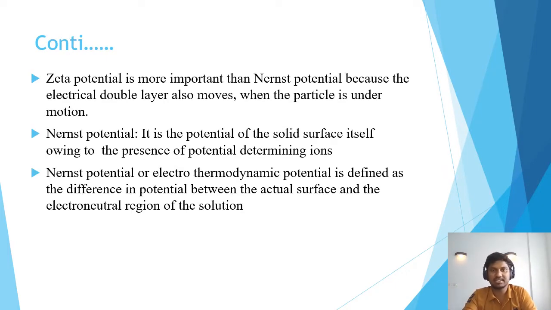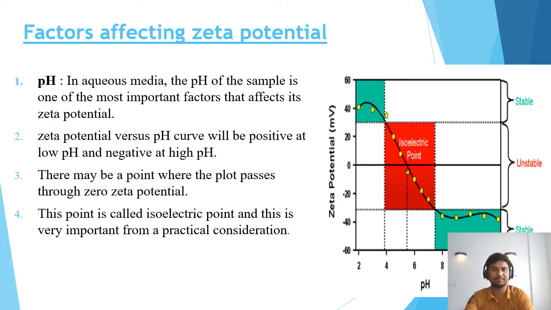And the zeta potential is more important than the Nernst potential because the electric double layer also moves when the particle is in motion in the zeta potential, whereas in the Nernst potential, the electric layer doesn't move. The Nernst potential is the potential of the solid surface itself owing to the presence of potential determining ions. Nernst potential or electrothermodynamic potential is defined as the difference in the potential between the actual surface and the electroneutral region of the solution.